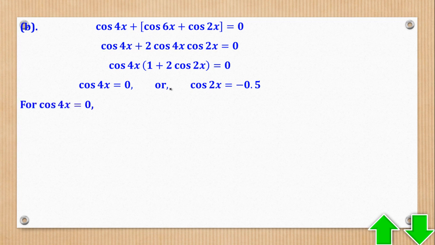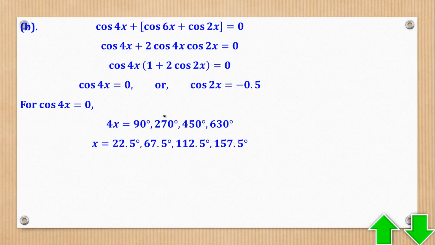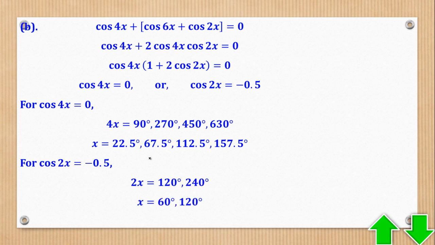Then for cos 4x equal to 0, I'll get 4x being equal to this. Now, how do you know where to stop? You say 180 times 4. It gives 720. So I shouldn't exceed 720. That's why I stopped at this. Then divide throughout by 4 to get that. Then for this one, also 2x is that. Divide throughout by 2 to get that. And that's what they wanted.